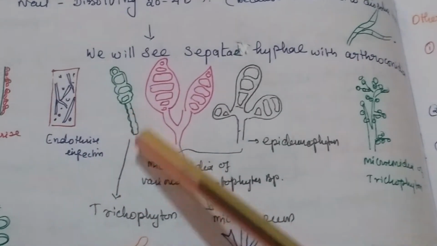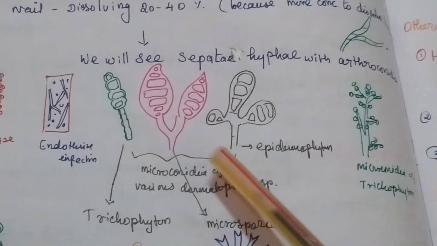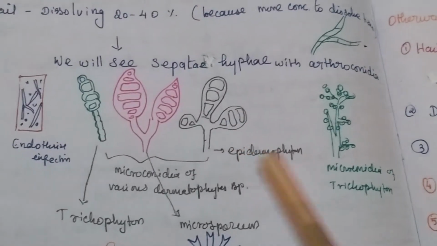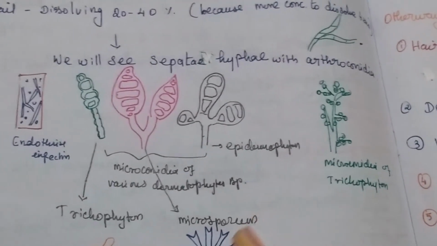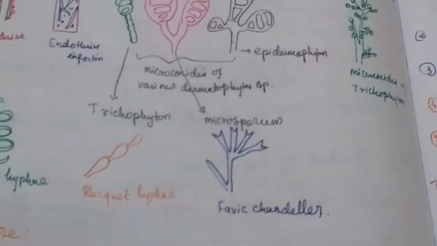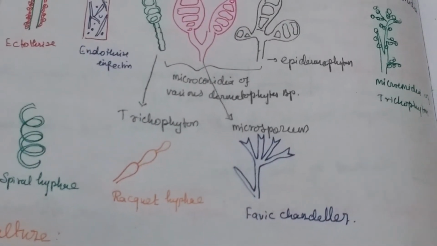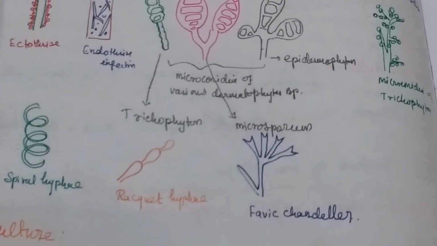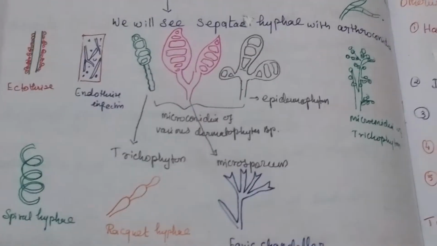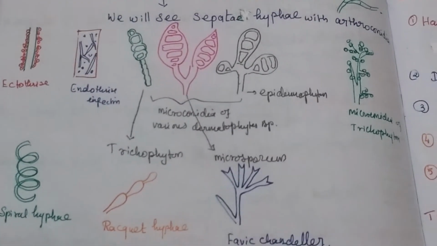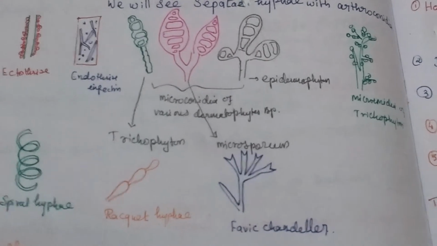This one is Trichophyton. This one is Microsporium. This one is Hemiturbiton. This one is the microconidia of Trichophyton. Then there are different types of hyphae, spiral hyphae, racquet hyphae like that. So these are the different morphological forms of dermatophytes.